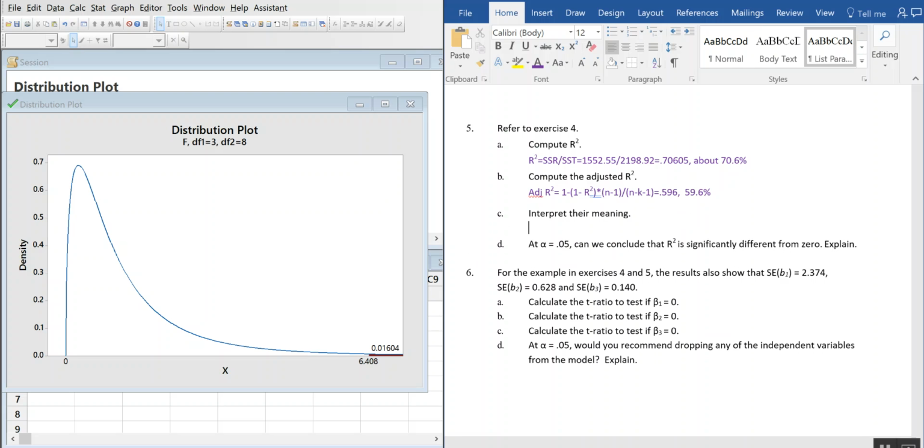So what do these values really tell you? Well, they tell you the percentage of variability in y explained by the regression model. Woohoo! All right.